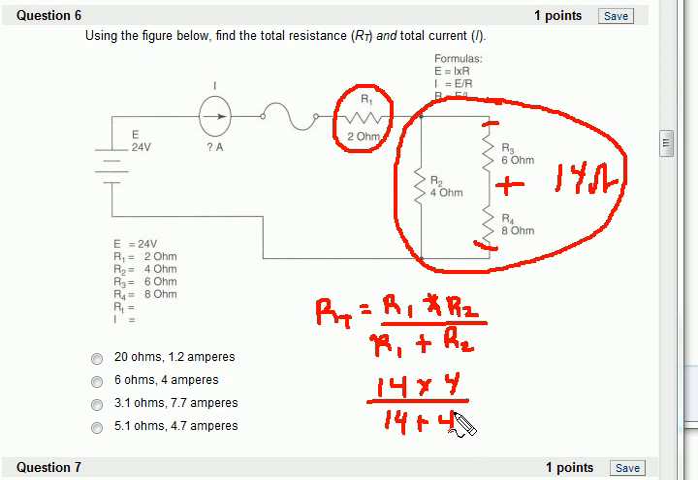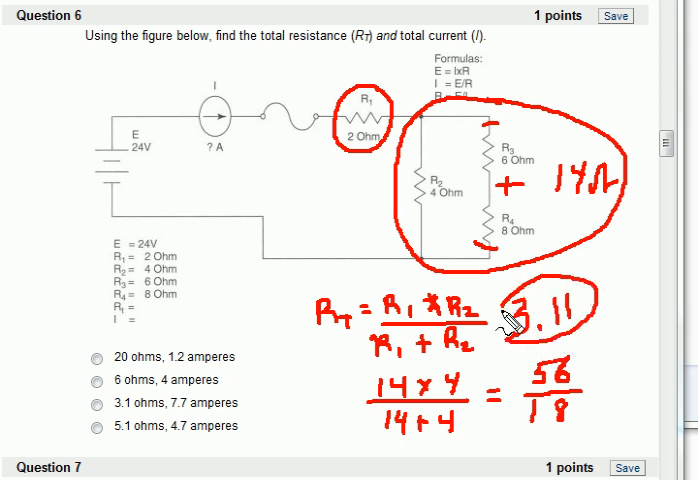So 14 times 4 is going to give you 56, and that's going to be divided by 18. 56 divided by 18 is going to give you 3.11, and it repeats. We're going to round it off at 3.11. So that's my total resistance of this portion right here. We'll call this the A portion. We'll call this the B portion. So my total resistance here is 3.11.